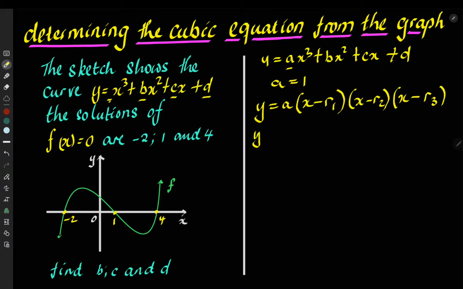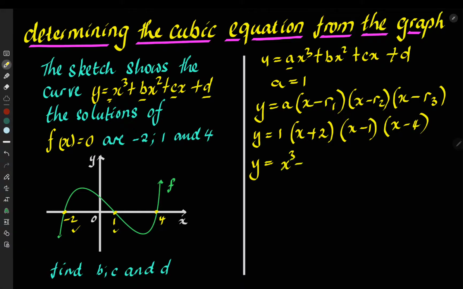Then you say y is equal to, in this case, we have got the value of a already given, and that is 1. Then x minus root 1 is minus 2, so that will be x plus 2, bracket. Then the next root is 1, so that will be x minus 1, bracket. And the last root will be x minus 4, bracket. If you go ahead and expand that, that will give you x cubed minus 3x squared minus 6x plus 8.